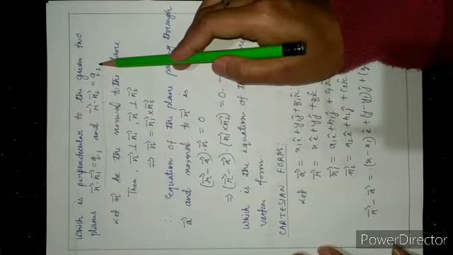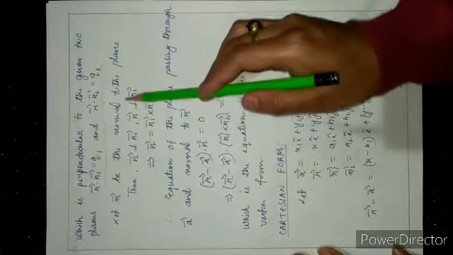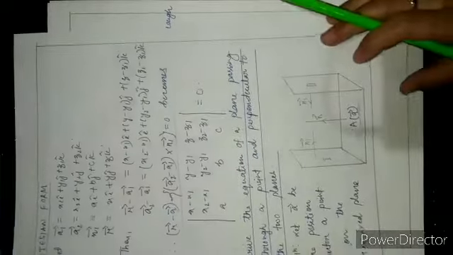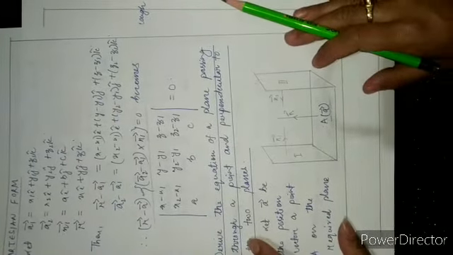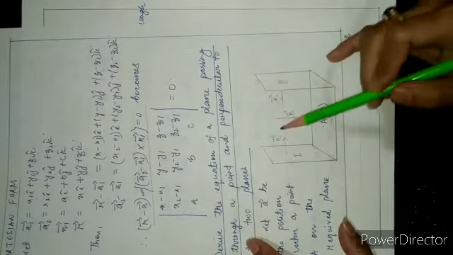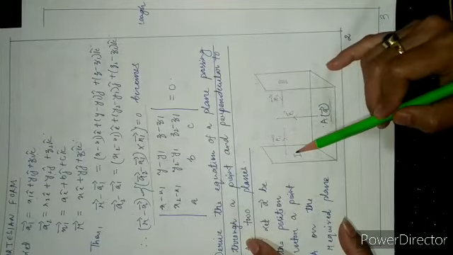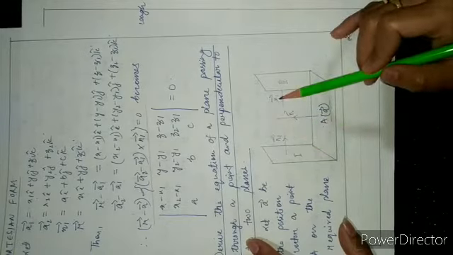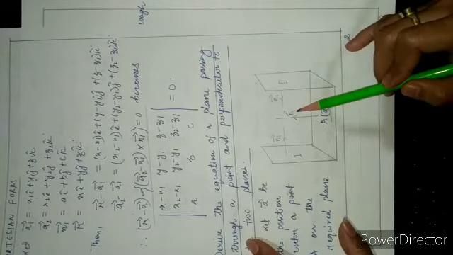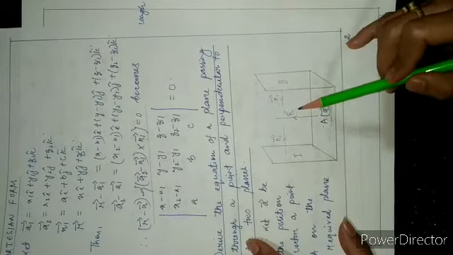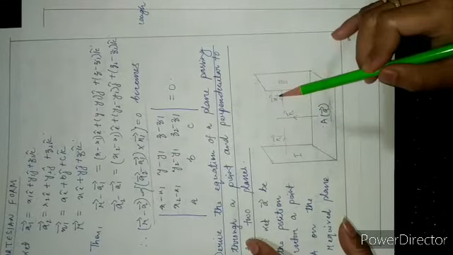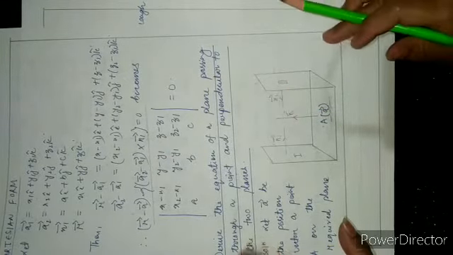Let n1 be a vector normal to plane 1 and n2 be a vector normal to plane 2. From the figure we see that this n vector, normal to the required plane, is perpendicular to both n1 vector and n2 vector.